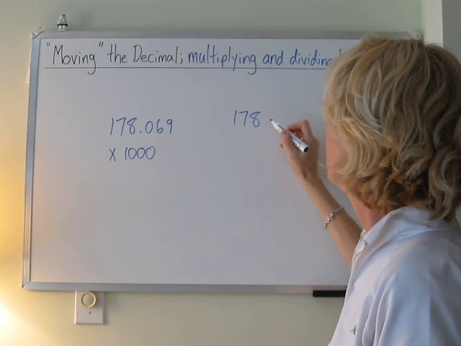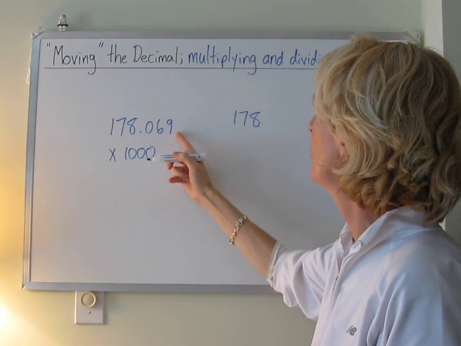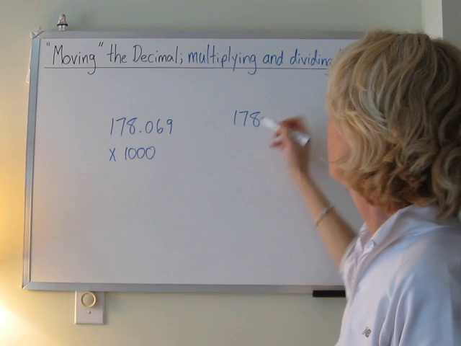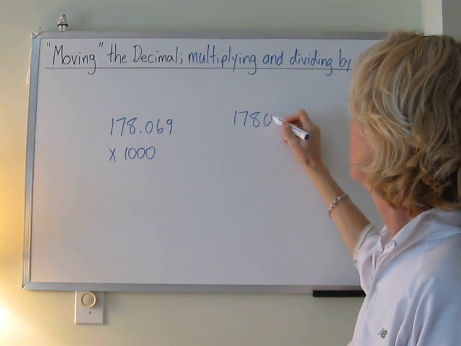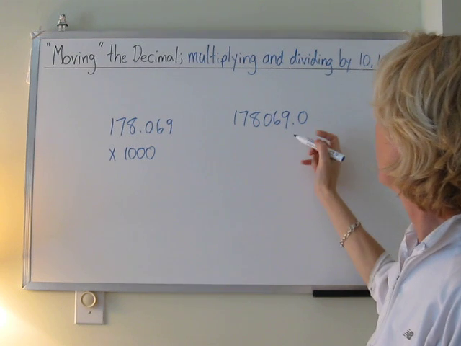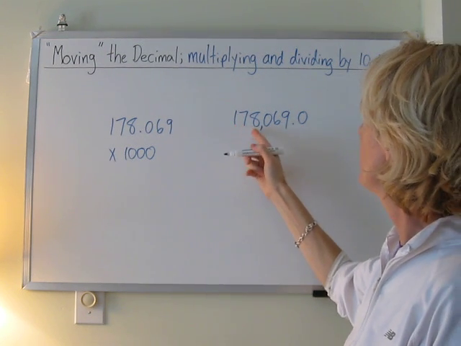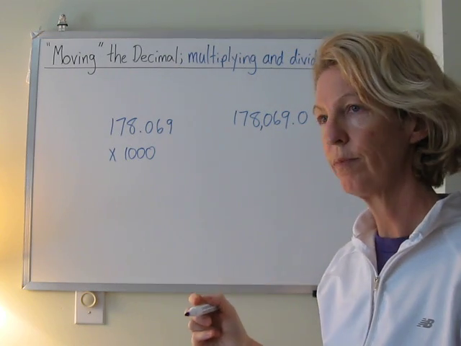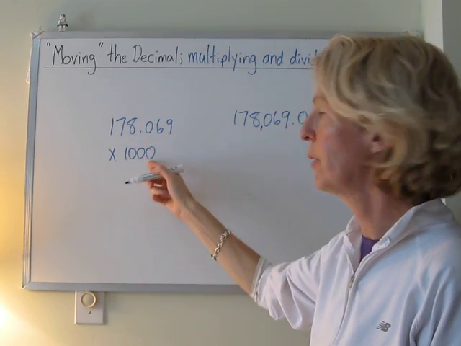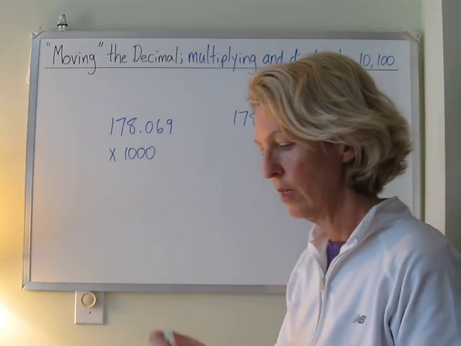Now we're going to move our decimal 3 places. 1, 2, 3. So our decimal is going to end up here. So what do we have? 0, 6, 9. And our decimal is there. So our answer is going to be 178,069 if we multiply this number by 1,000. Okay? Good.